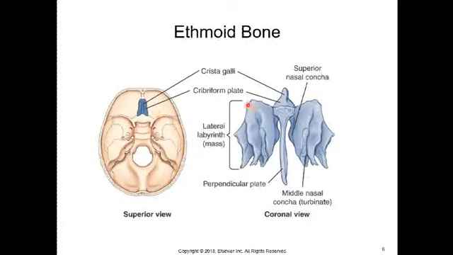You've got the lateral labyrinth or mass, and it's called the labyrinth because if you can see in here, it's kind of like lots of nooks and crannies to go through. This here is an easy one to remember because it's completely perpendicular and it's in the shape of a plate, so it's called the perpendicular plate. You've got your superior nasal concha, which is where all our lovely mucus likes to collect when we're sick. And down here is your middle nasal concha.